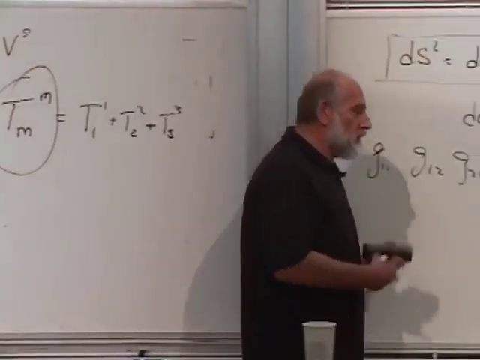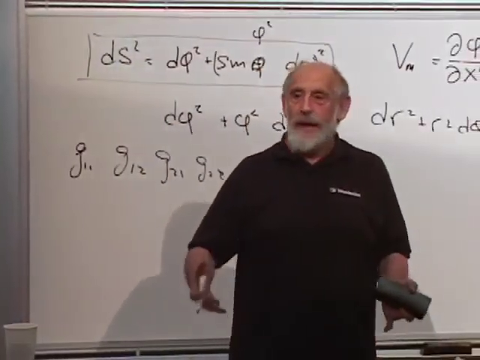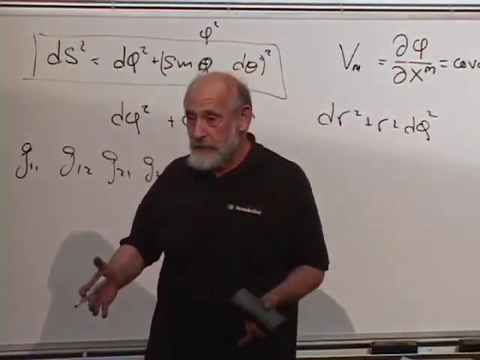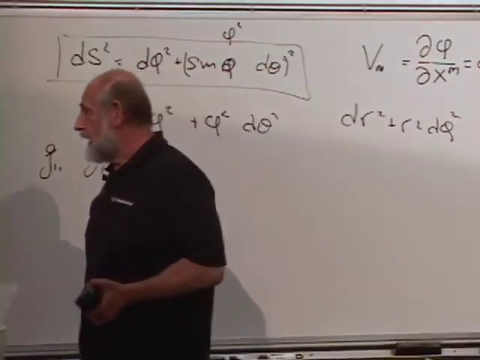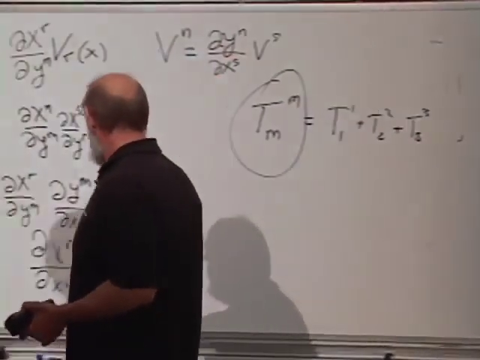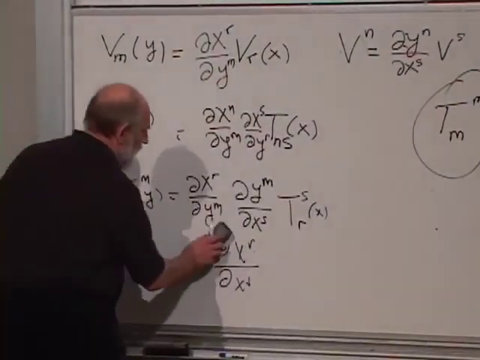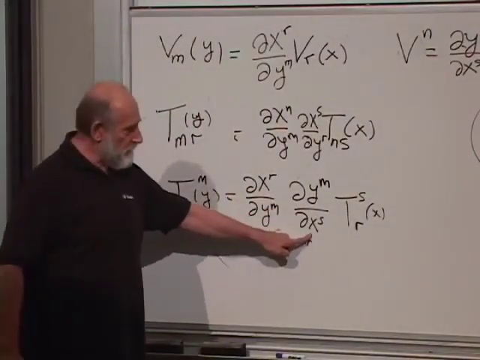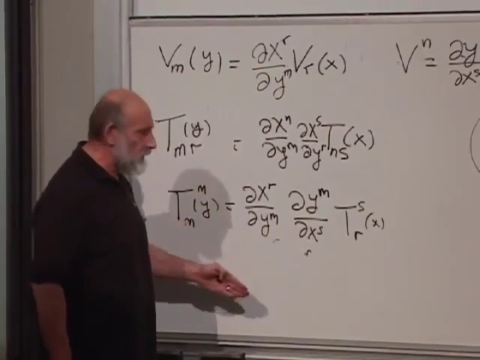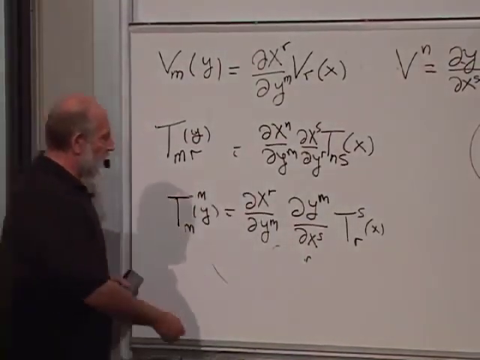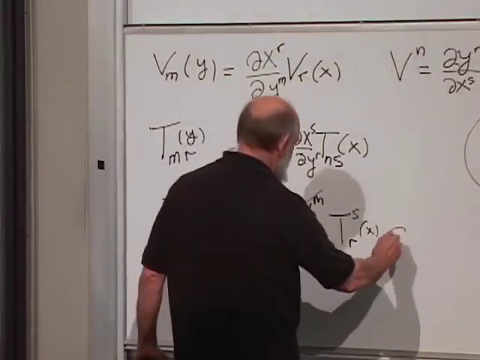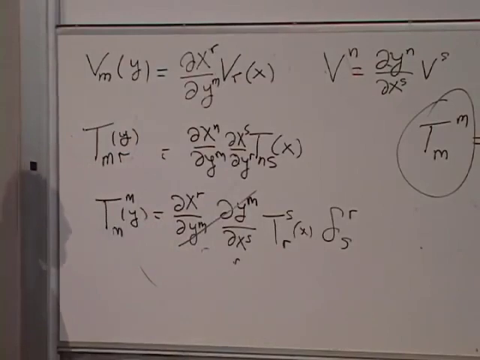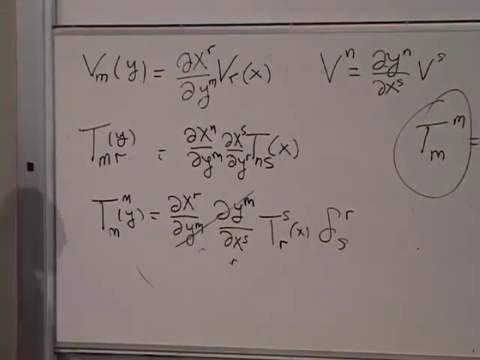It's like having three coordinates, x, y, and z. The derivative of x with respect to x is 1. The derivative of x with respect to y is 0. All right? So this is a number which is 1 when r is the same as s and 0 otherwise. In other words, it's just the Kronecker delta. We could replace this by the Kronecker delta, delta^r_s. 1 when r is equal to s, 0 when r is not equal to s.